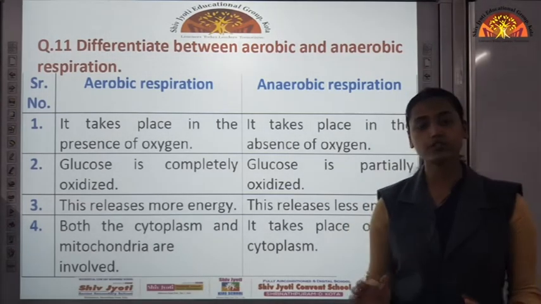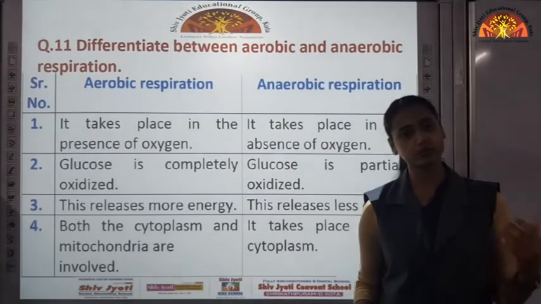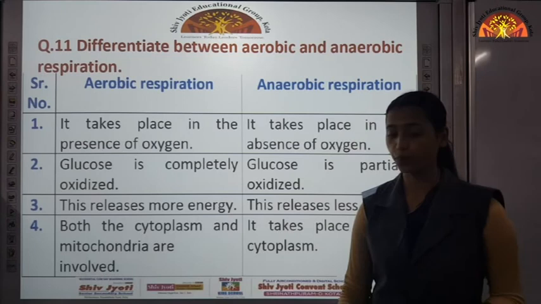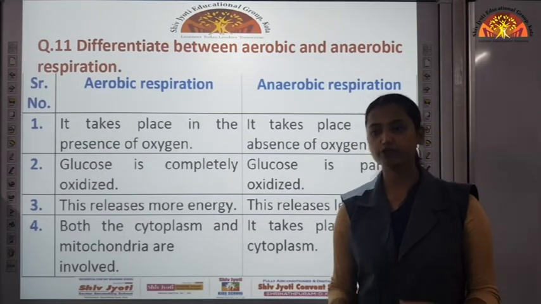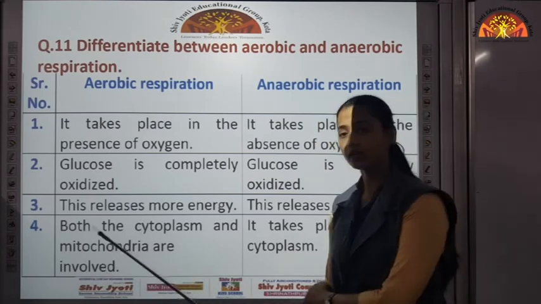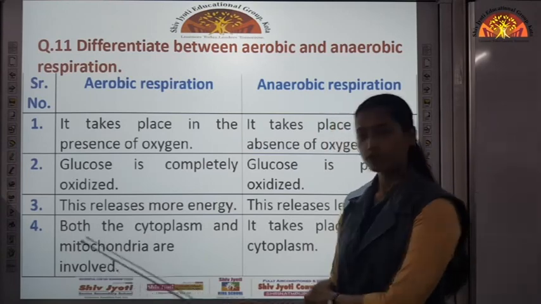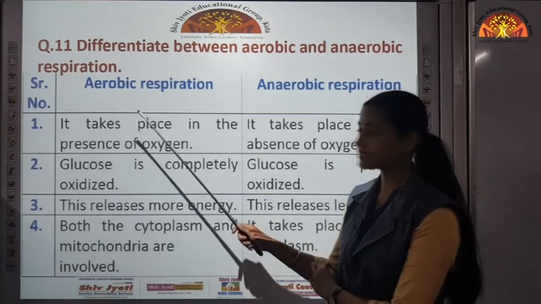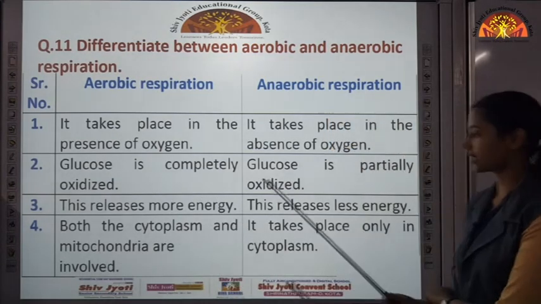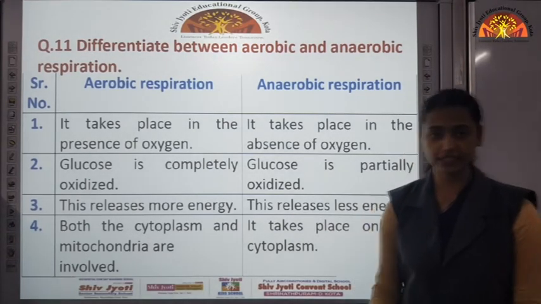If we talk about the structure of the cell, there are so many things present, out of which cytoplasm and mitochondria are there. Inside our cell, a fluid is present which is known as cytoplasm, and mitochondria are known as the powerhouse of the cell. From these units we get energy. So, in aerobic, both cytoplasm and mitochondria are present, whereas in anaerobic it takes place only in cytoplasm.